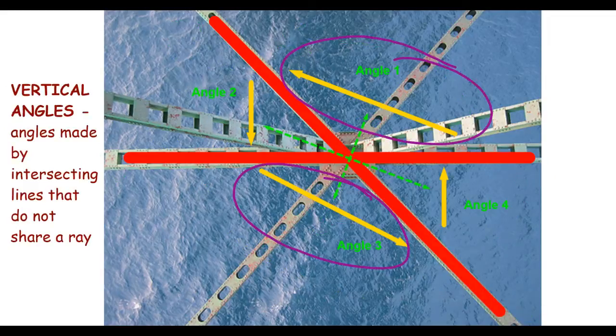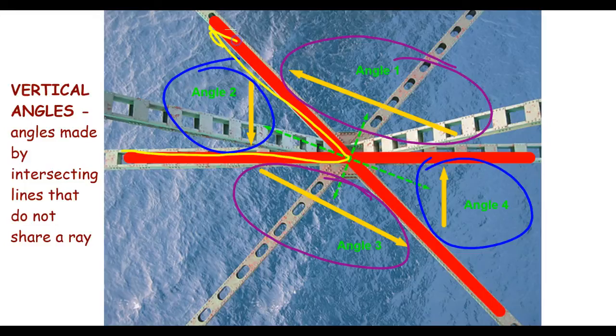And the same thing is true of angle 4 and angle 2. They don't share any rays. Angle 2 made by the yellow rays there. Angle 4 made by the green ones. They intersect right there at the center, at the vertex, but none of the rays are the same. Those are called vertical angles.